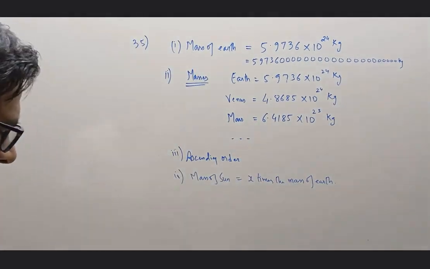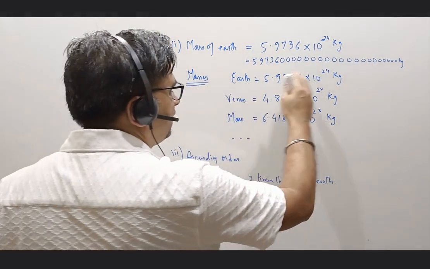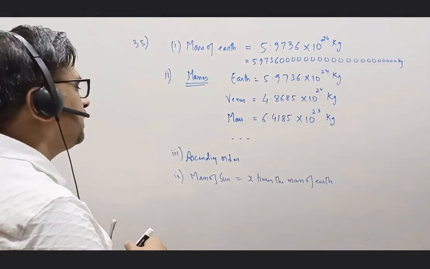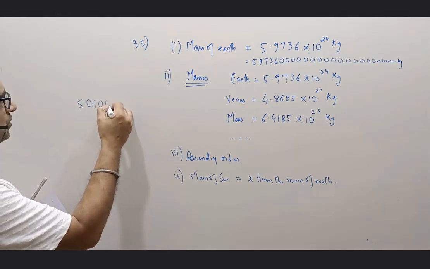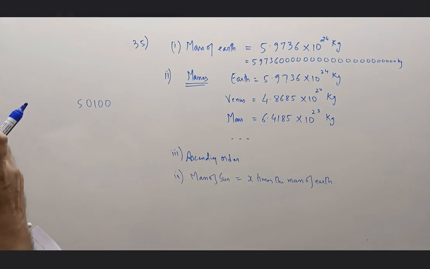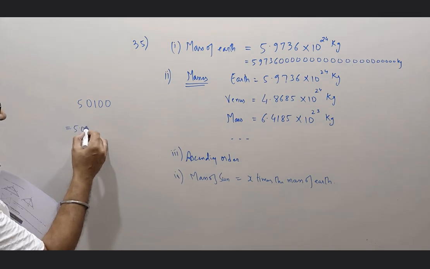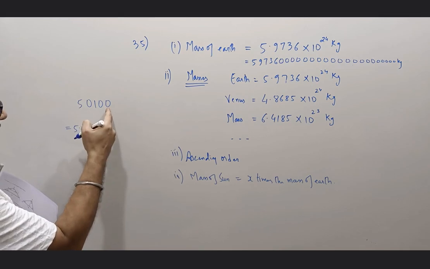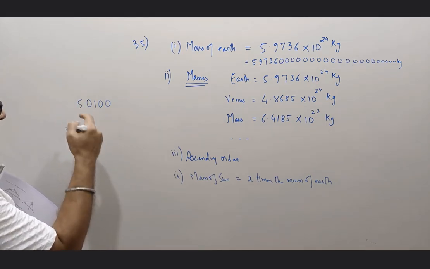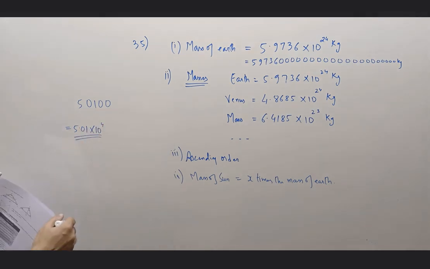Now the second bit is about expressing the masses of every planet in exponential form. So here we are just doing the reverse. For example, if we have 50100 and we are supposed to write this in exponential form, you would write this as 5.01, which means we have moved the decimal 4 places, mind you, 4 places, 1, 2, 3, 4. The decimal is here, so we put 10 to the power 4. This is exactly what we have done.